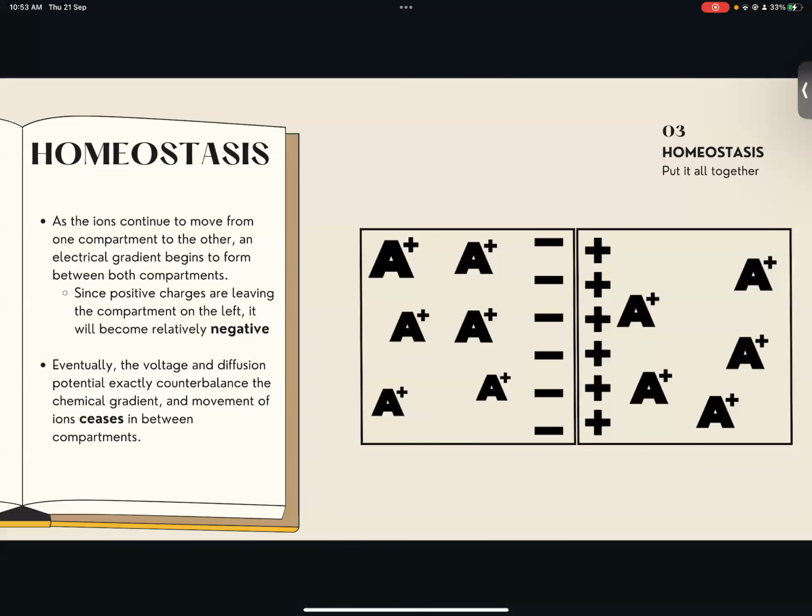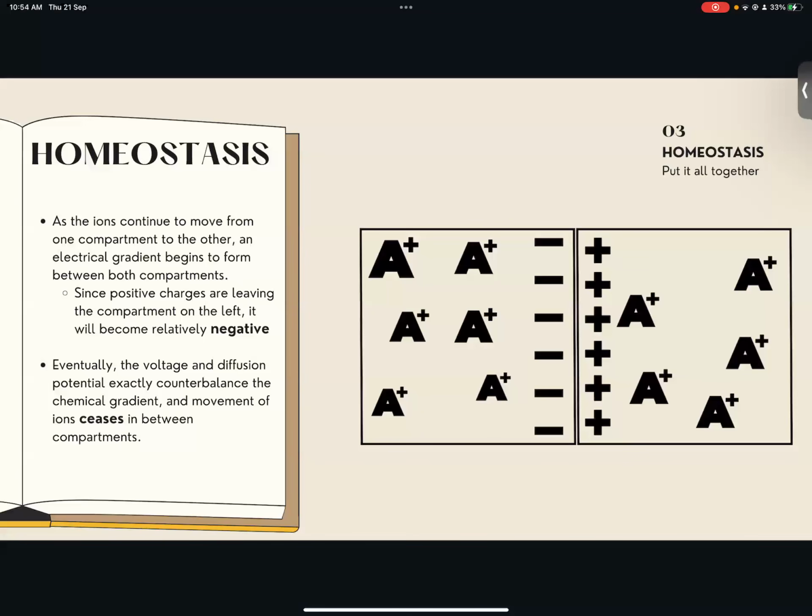So as the ions continue to move from one compartment to the other, an electrical gradient begins to form between both compartments. Since the positive charges are leaving the compartment on the left, it will become relatively negative. And this is important, relative to the compartment on the right. So the compartment on the right is more positive or less negative than the one on the left. Eventually, and this is important, the voltage and diffusion potential exactly counterbalance the chemical gradients, and the movement of ions ceases in both compartments. This is the major concept of this first part that we're going to be talking about.